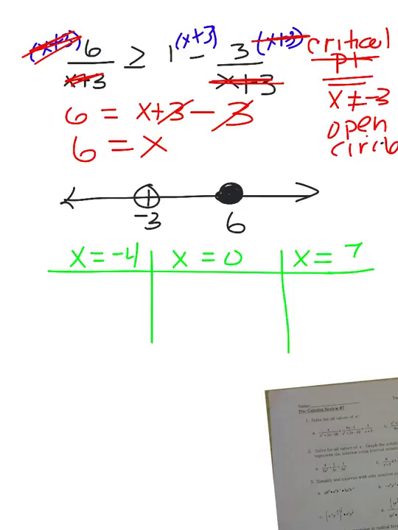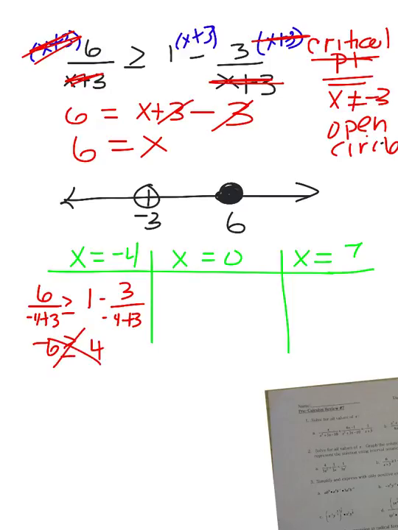Okay, so I have 6 over negative 4 plus 3 is greater than or equal to 1 minus 3 over negative 4 plus 3. So what I get is negative 6 is greater than or equal to 4. That's not true, so I don't shade there.